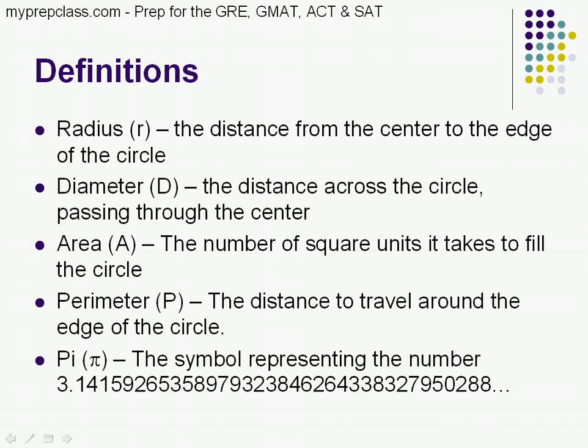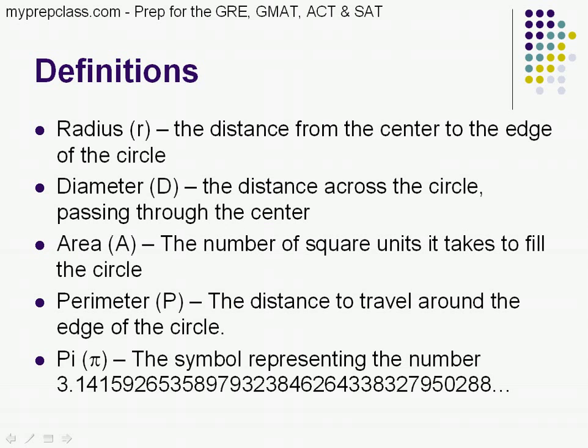The radius, which is represented by a lowercase r, is the distance from the center to the edge of a circle, so halfway across a circle. The diameter, represented with a capital D, is the distance across the circle passing through the center, so all the way across the circle. So the diameter is twice the length of the radius.